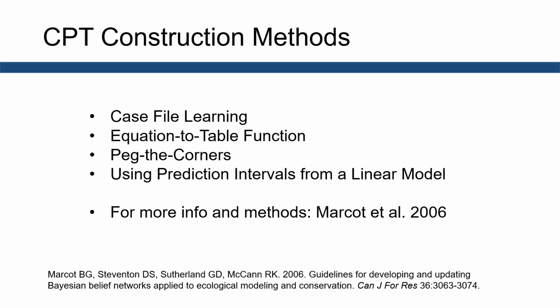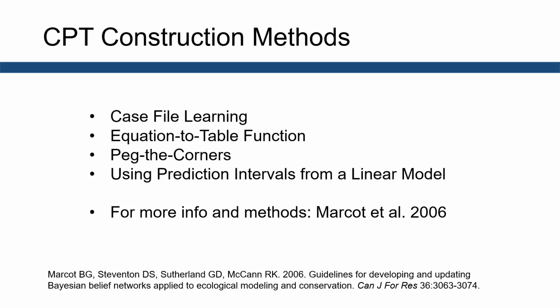The next one is the equation to table function. For this one, you can take an equation that defines a relationship, a dose response model, for example, and put it in Netica, and it will use that equation and randomly sample from it within the different states to create those conditional probabilities.